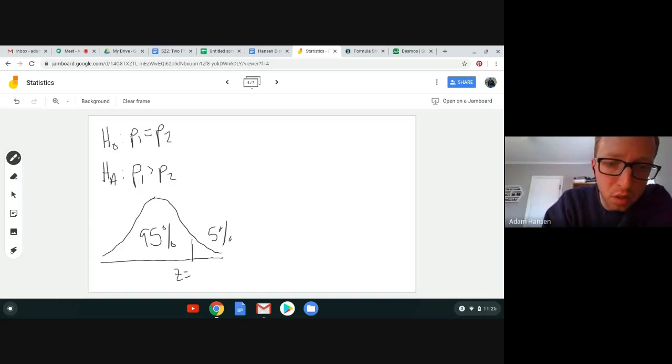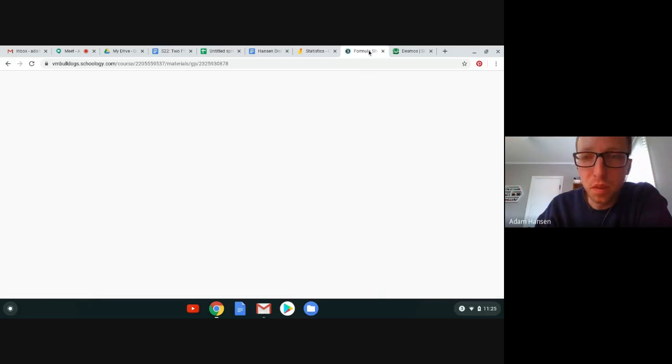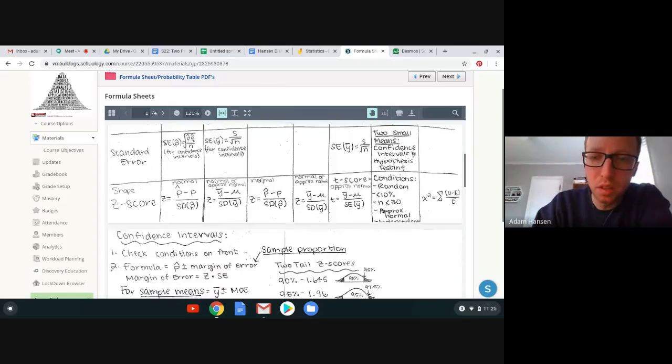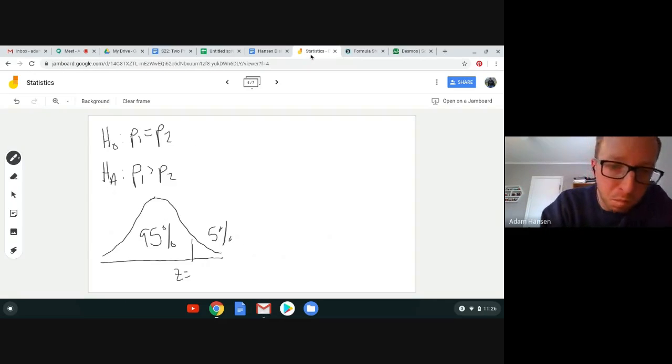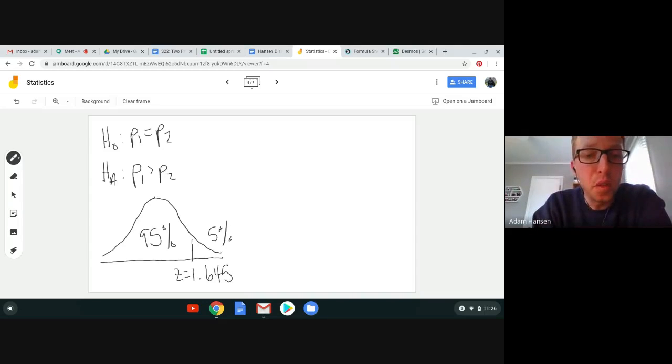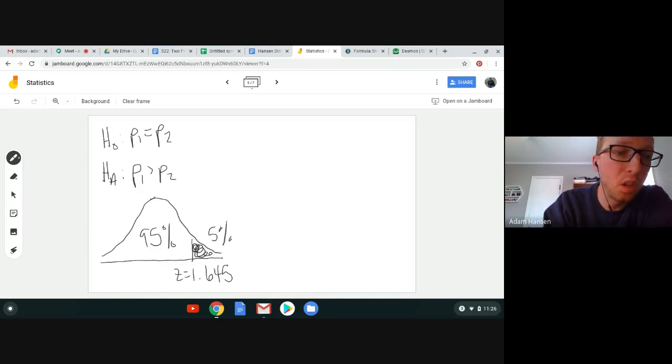Our cutoff z-score on the formula sheet, since this is a one-tailed test, I see 1.645. If we can calculate a z-score that's more extreme, greater than 1.645, we have significant results, and our evidence would show that Steph Curry is a better free throw shooter than Chris Paul.